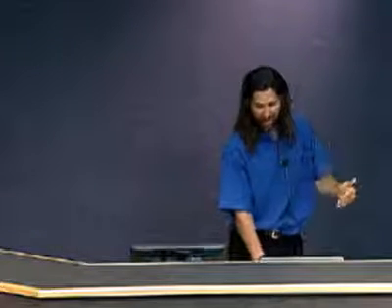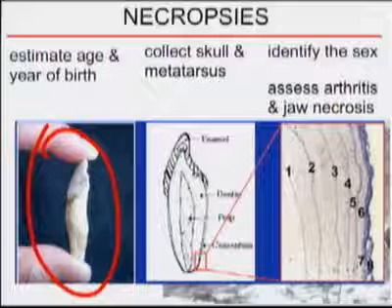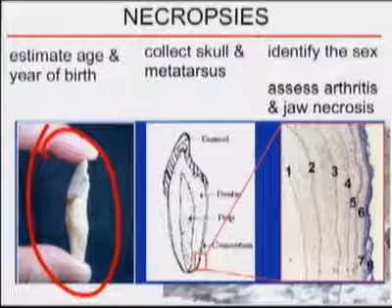We are also interested to estimate the age of the moose and the year of birth. We do this with two bits of information. The estimating of the age basically comes from this. First of all, we collect the incisors of the moose, the front teeth of the moose. We collect those.